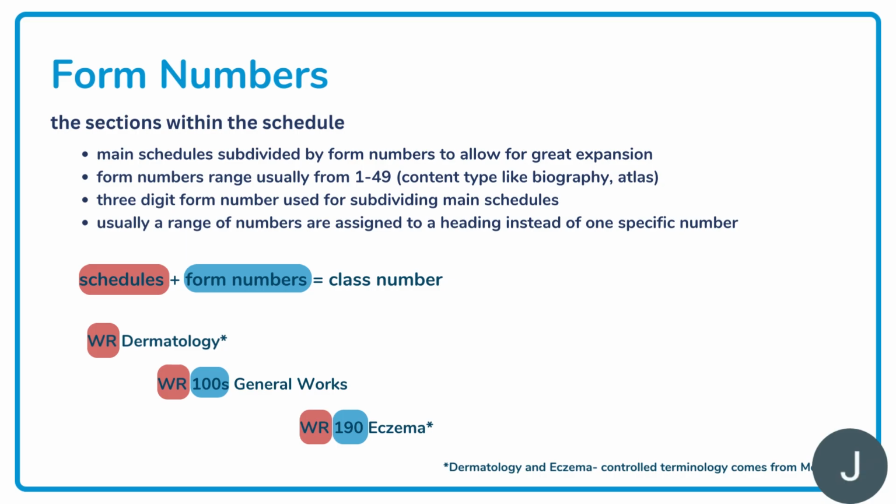So here you will see the schedules highlighted in red. In this example, it is WR for dermatology. Highlighted in blue are the form numbers. Form number 100 represents general works, while form number 190 represents eczema under this particular schedule.